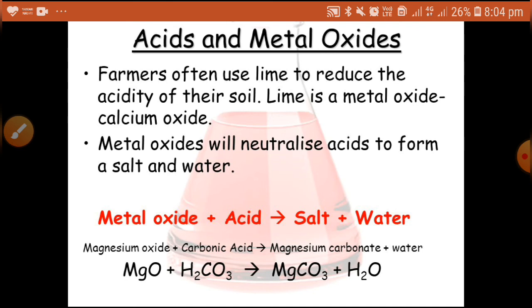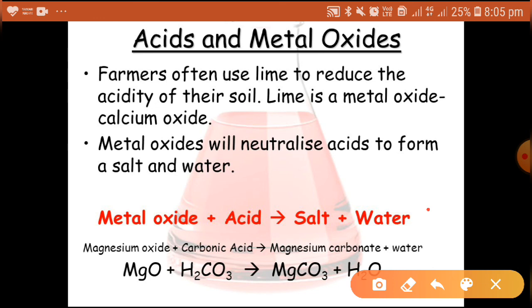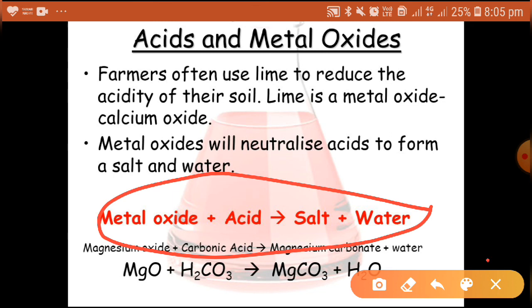So due to acid rain, many times soil becomes acidic. So that acidic soil can be neutralized with the help of calcium oxide, that is lime. So lime is also a metal oxide. It is oxide of calcium. So this lime reacts with the acidic soil to give salt and water, and that salt and water are not harmful for soil. In that condition, salt and water will be useful for plants. So here the general reaction for acid and metal oxide we have seen already: salt plus water.